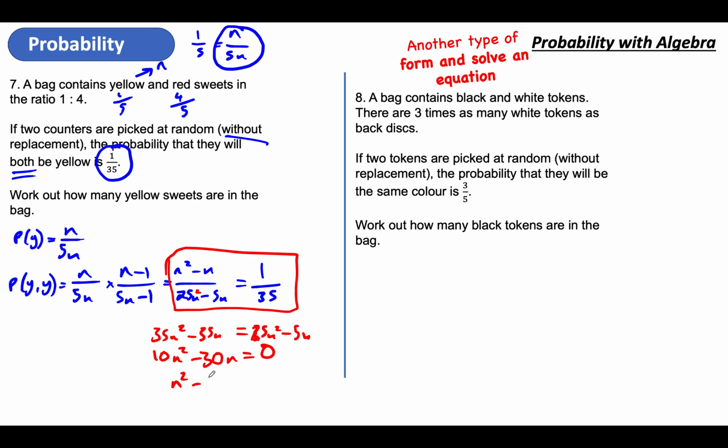Let's divide that by 10. Let's divide 0 by 10. Happy days. And then factorize it to get n. Can just go outside the bracket to get that. Now this is going to have two solutions.